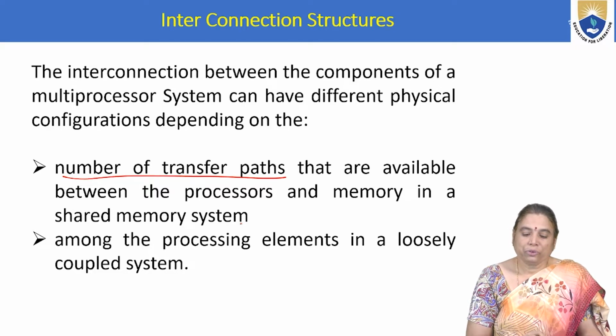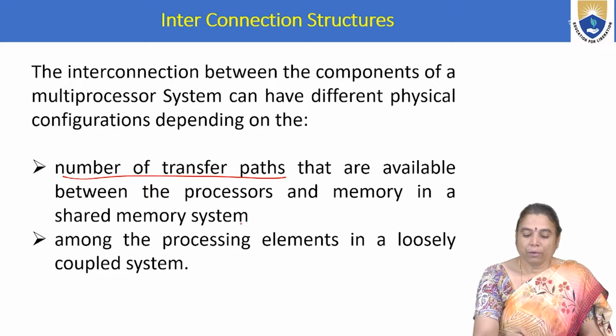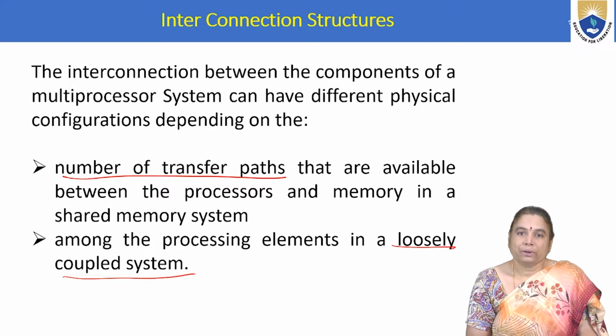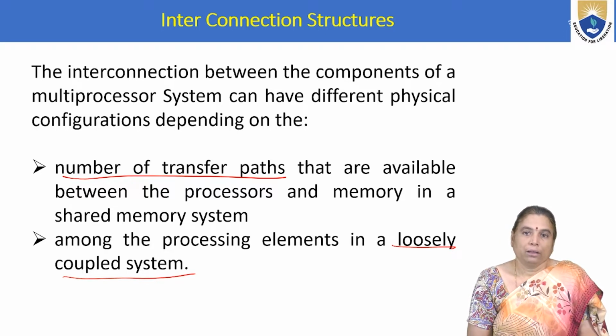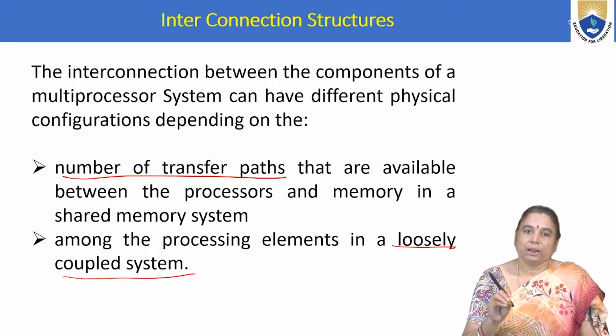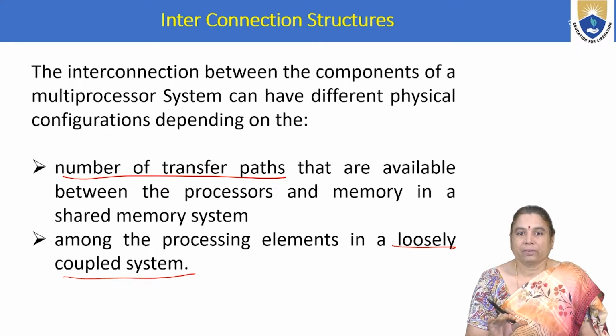And the second issue is among processing elements in loosely coupled systems. So loosely coupled systems can be used to transfer messages and to share data and common resources between the processors. So these design decisions can be considered for the interconnection structures, which are majorly used to connect the various components of a multiple processor system.